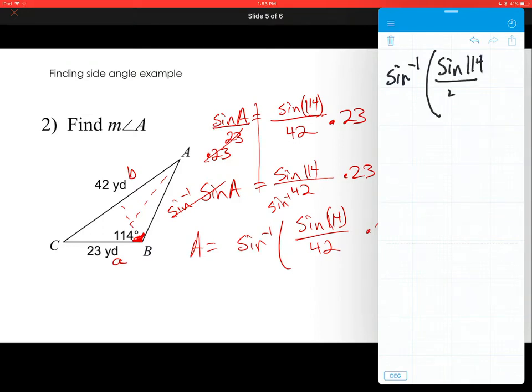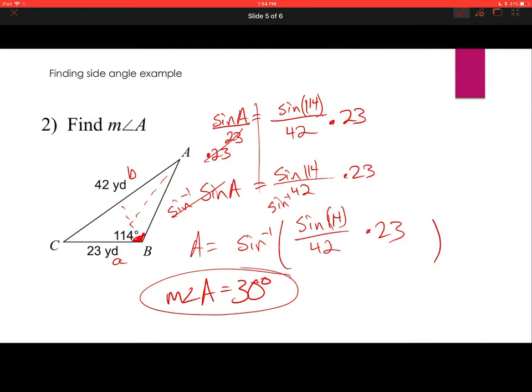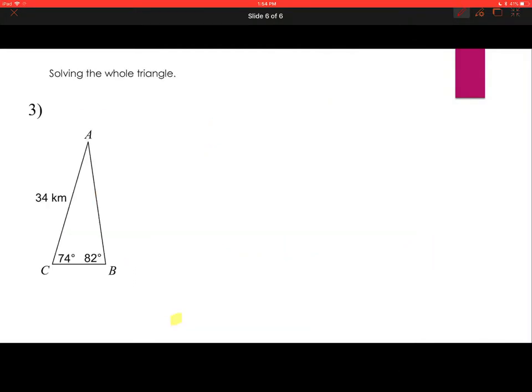So we'll take the inverse sine of sine of 114 divided by 42 times 23. I didn't do it right. Let me see if I can get rid of that. So times 23. So I get 30.018. So probably about 30 degrees. The measure of angle A is equal to 30 degrees. Okay, so that is how we solve those two examples.